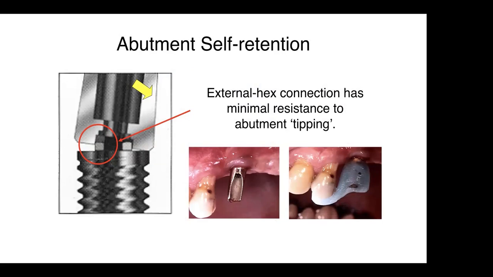External hex connection has minimal resistance to tipping forces. The axial wall here again is just too low to resist against any lateral forces. So that's why when you try to deliver an abutment in the patient's mouth, it tends to come off quite easily. You have a hard time trying to deliver it and screw it down with your hands. It just keeps coming off.